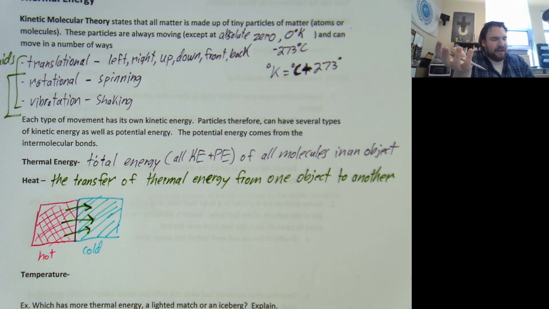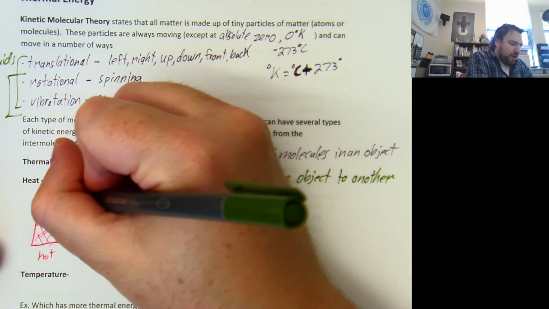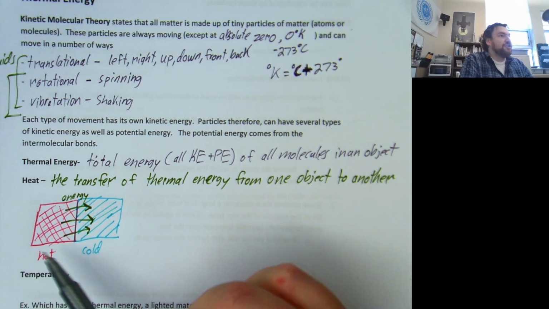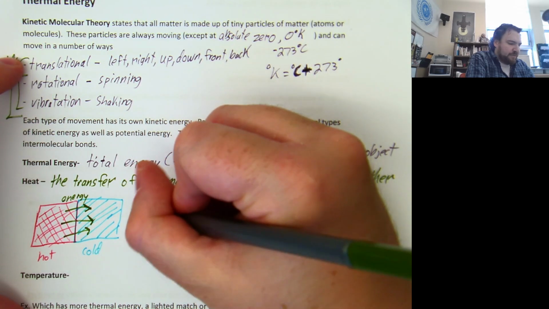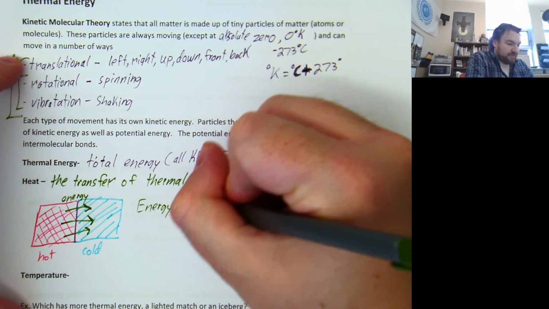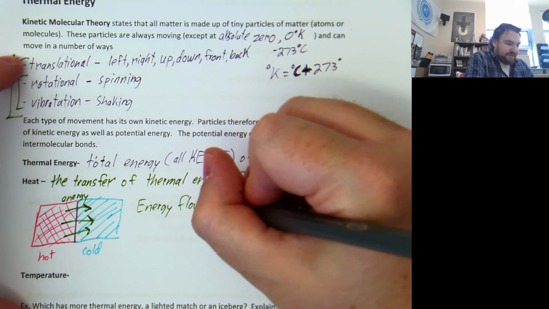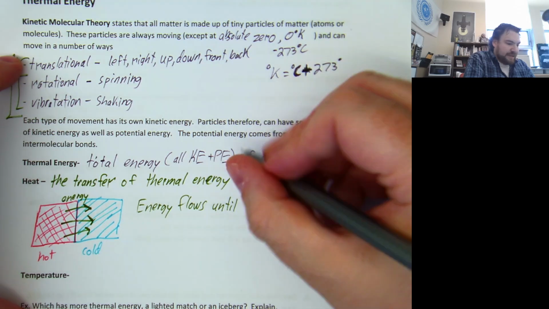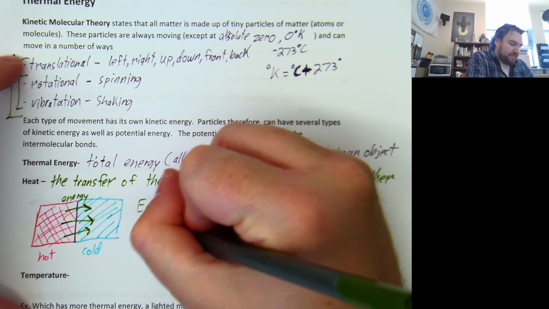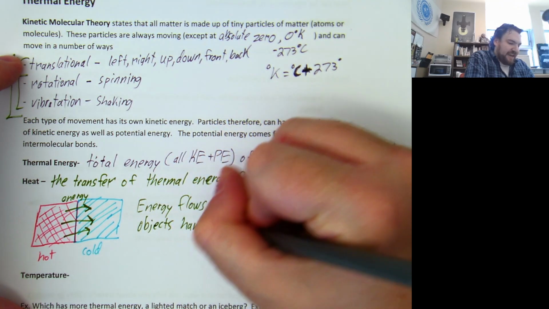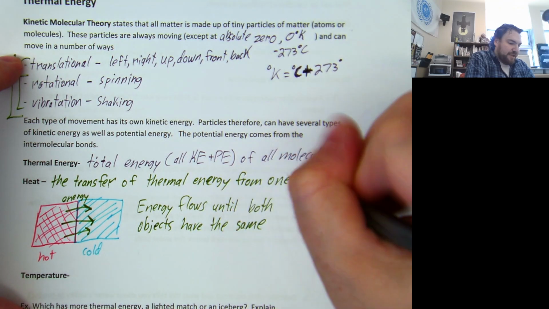Like darkness. You can't define darkness. Darkness is just the lack of presence of light. Cold is just the lack of presence of thermal energy. And so energy is always going to flow from areas of high energy to areas of low energy, and energy will flow until both objects have the same thermal energy.